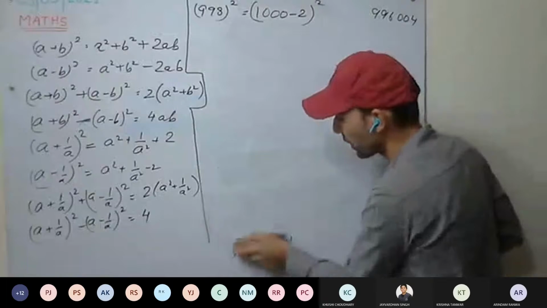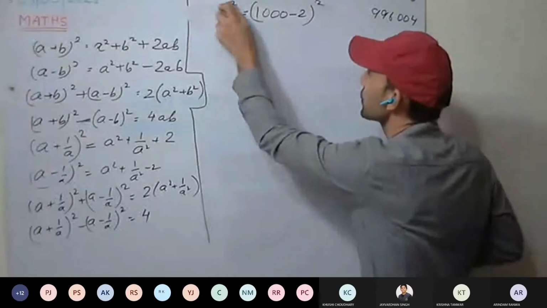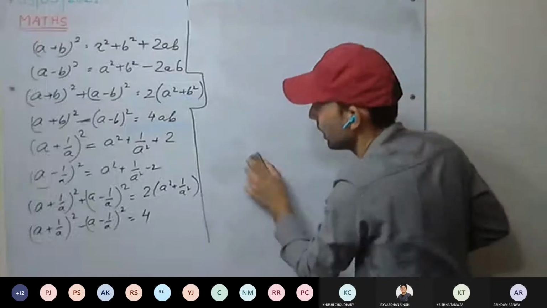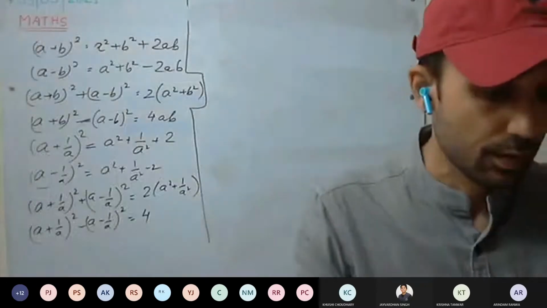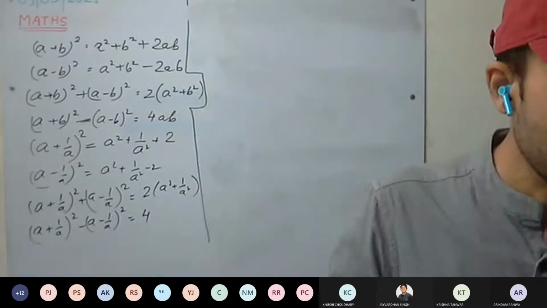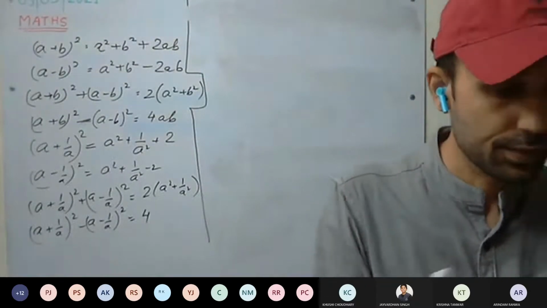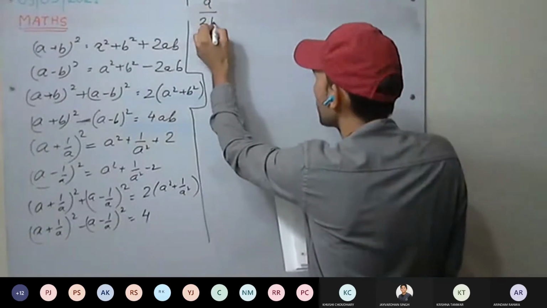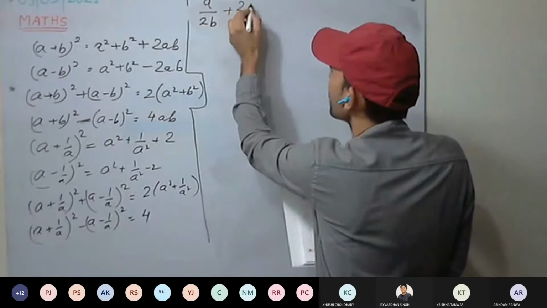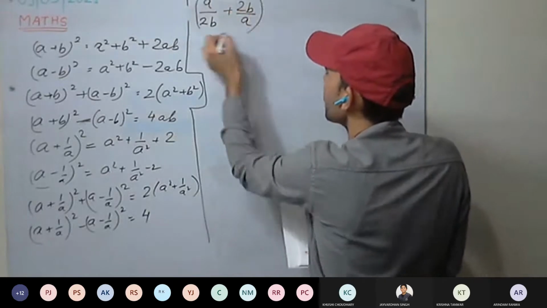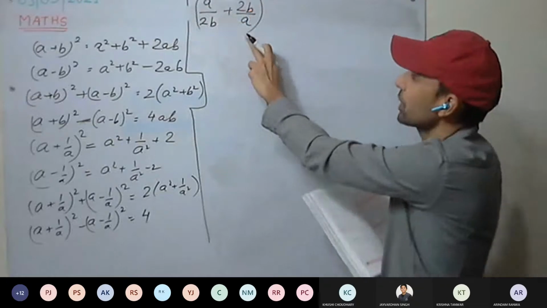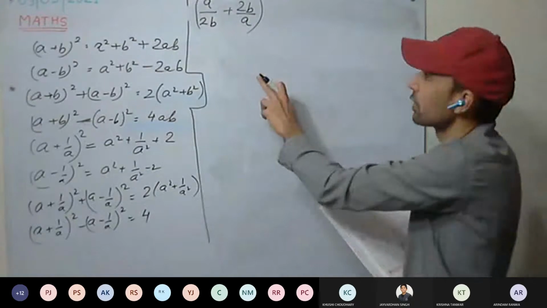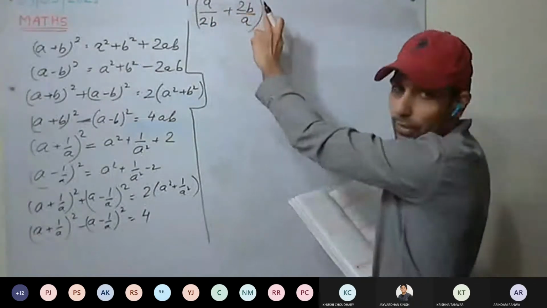Read fourth question first part. So we have to evaluate a upon 2b plus 2b upon a. Okay. If you can see or figure out, this is a, this is 1 upon a. If you take this as x, it will be 1 upon x.